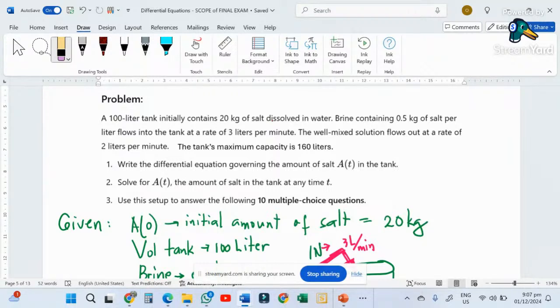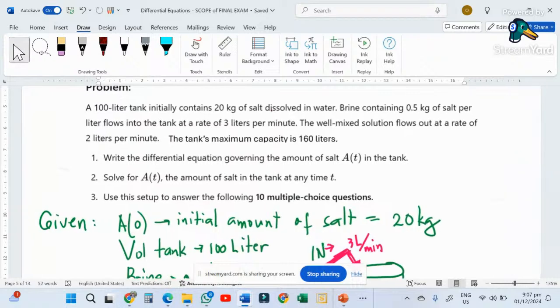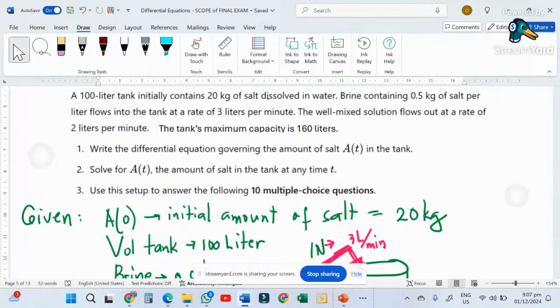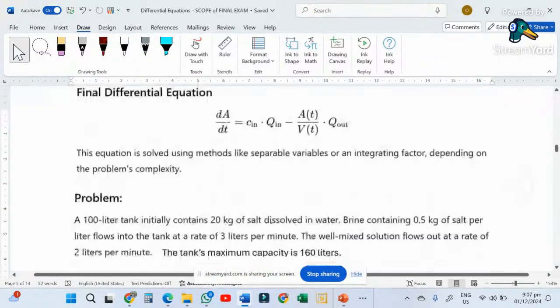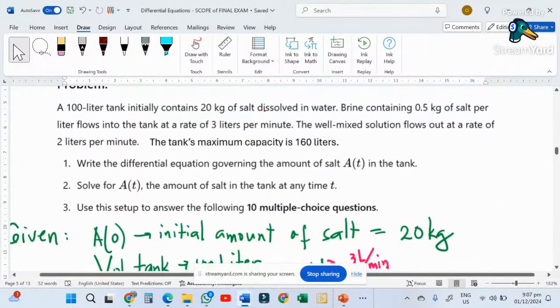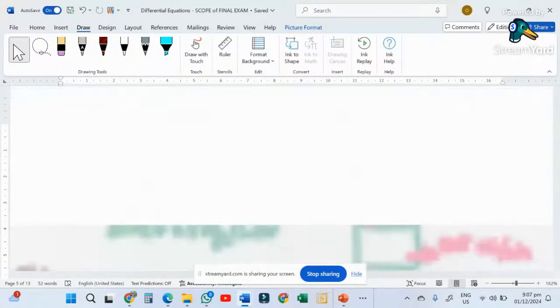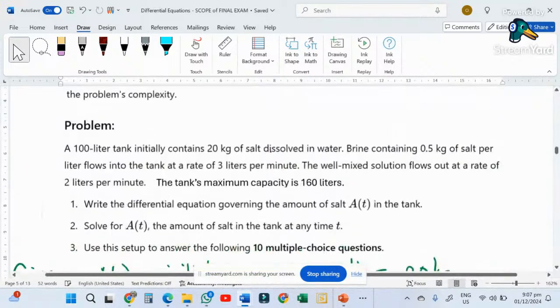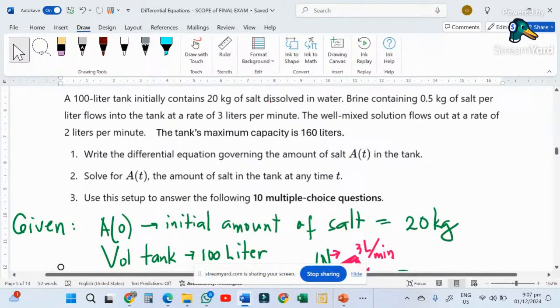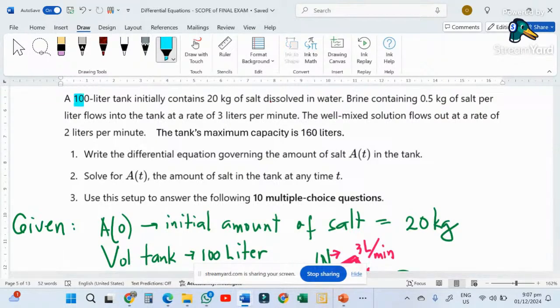All right, so here is a problem that we're going to do. A 100-liter tank. So what is that? That could be the volume, okay? The volume of a tank.